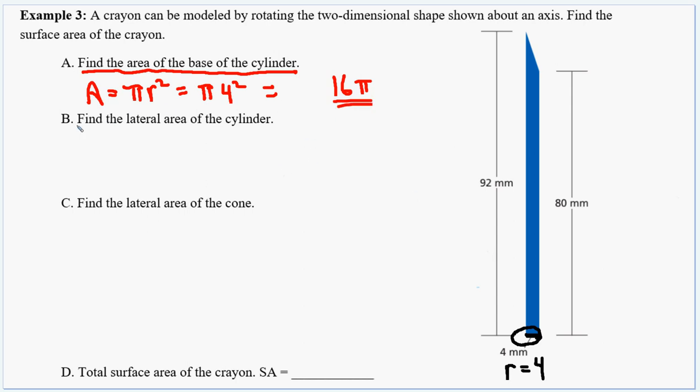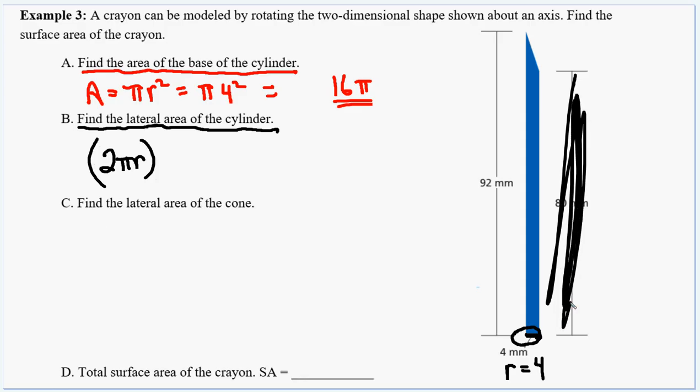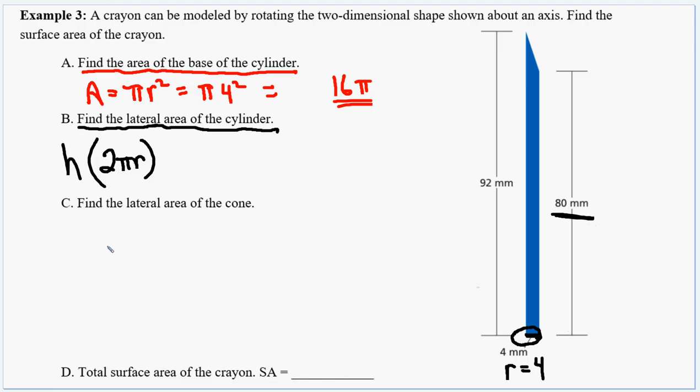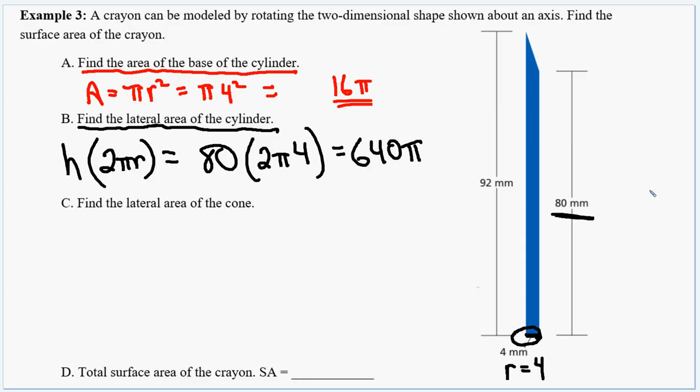Okay. Find the lateral area. Again, no base is included. The lateral area of the cylinder. Well, the base of the cylinder is a circle, so we need to do the 2 pi r. That will give us the circumference of our circle, and then we will multiply that by the height of our cylinder, and here our height is 80. So our height is 80, and we're going to multiply that by 2 and pi, and our radius is 4. 80 times 2 times pi times 4, that is 640 pi.